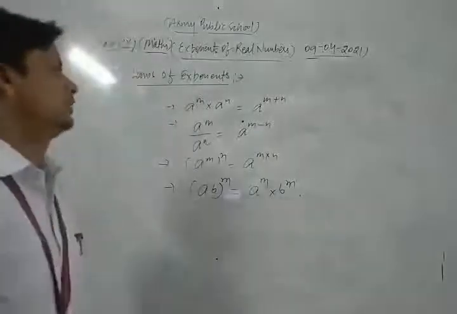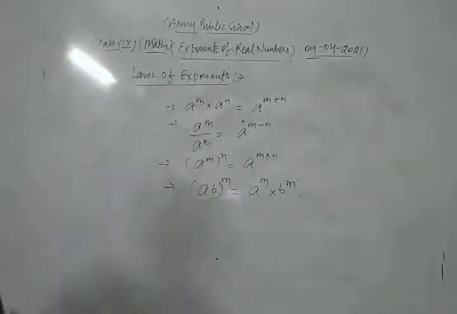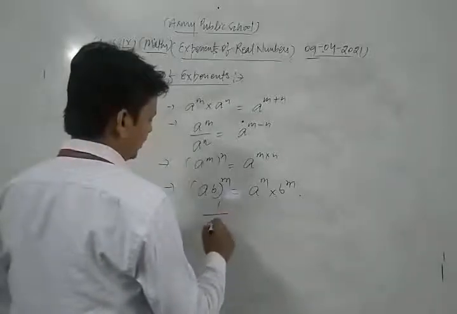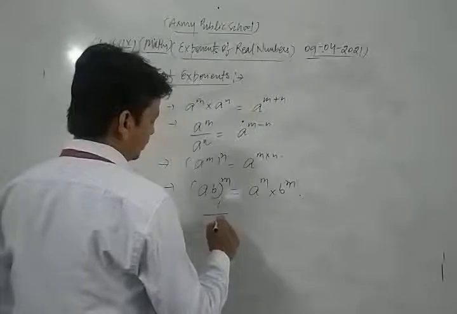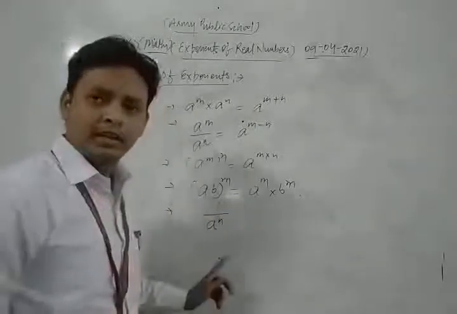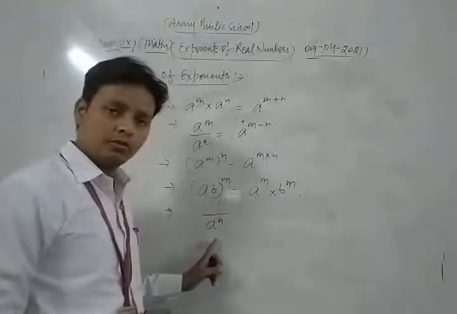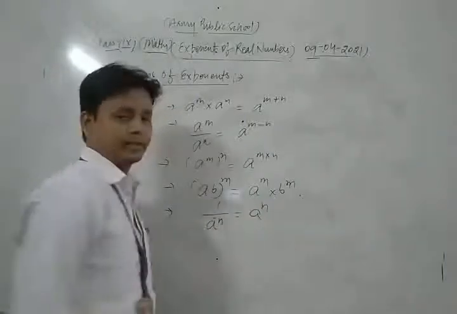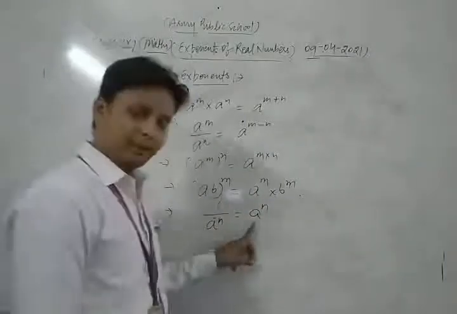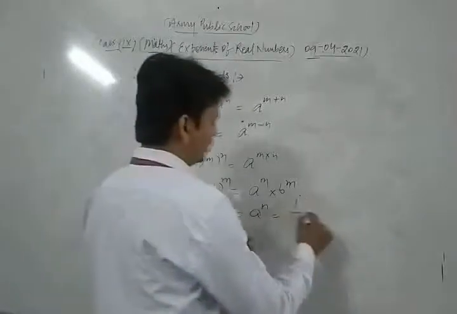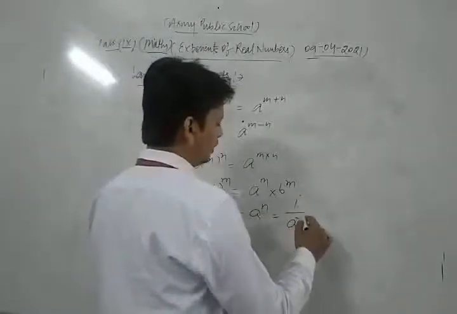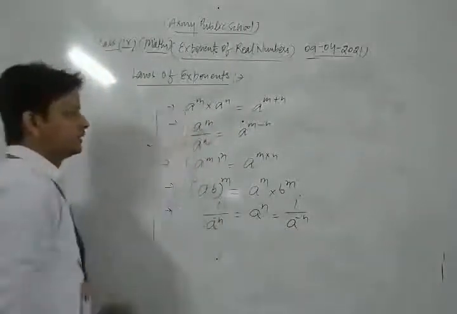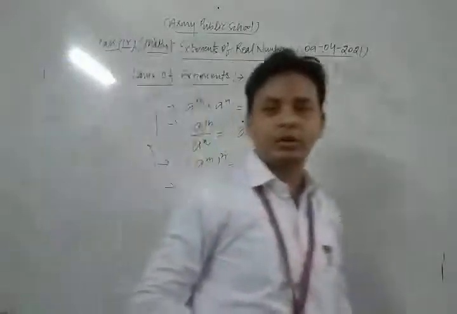Now we also write, if we have 1 upon a to the power n, that is a to the power minus n. If we have a to the power minus n, then we write 1 upon a to the power n. Or if we have a to the power n and we write its reciprocal, then we write a to the power minus n. So these are some important basics, laws of exponents.